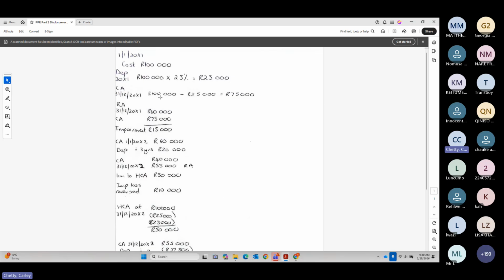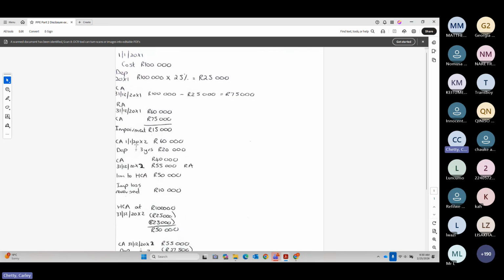The carrying amount will be worked out by taking the cost of 100,000 Rand minus the 25,000 Rand depreciation, and that will give a carrying amount of 75,000 Rand. So when the company compares the carrying amount of 75,000 Rand to the recoverable amount of 60,000 Rand, that will give an impairment of 15,000 Rand. So we have an impairment at 31 December 20X1.